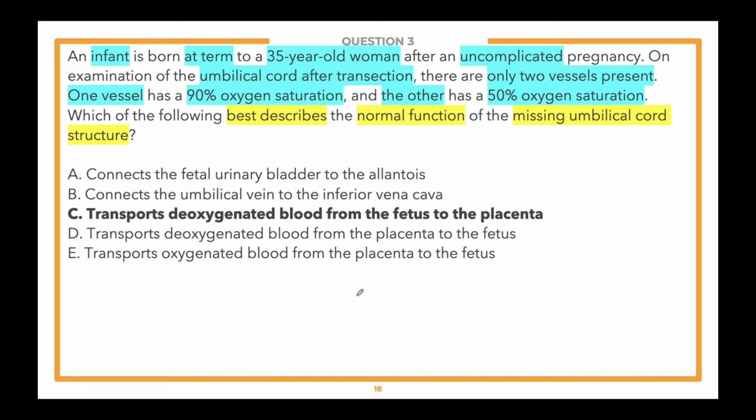Lastly, answer choice A, this is talking about the urachus, which is a remnant of the allantois, and this connects the fetal bladder to the umbilicus, okay? Once again, this does not run in the umbilical cord, so also not the best answer here. So great job with this question.